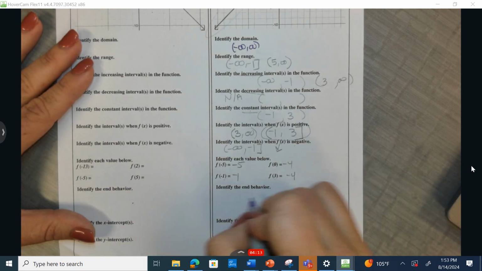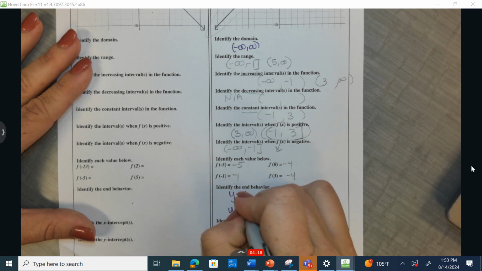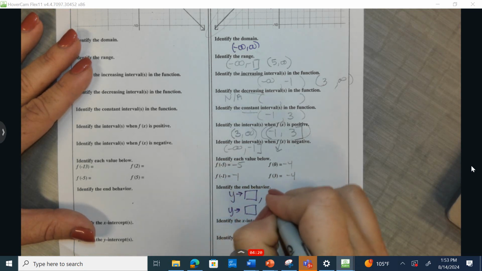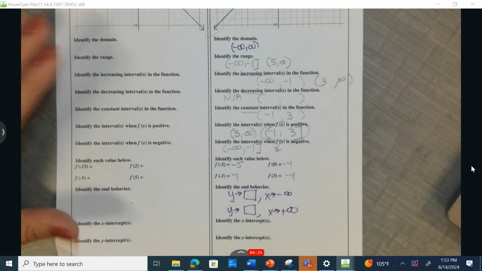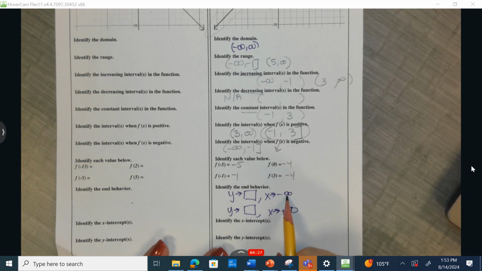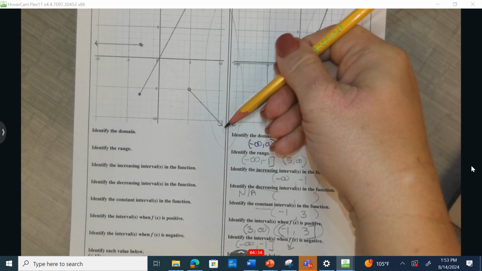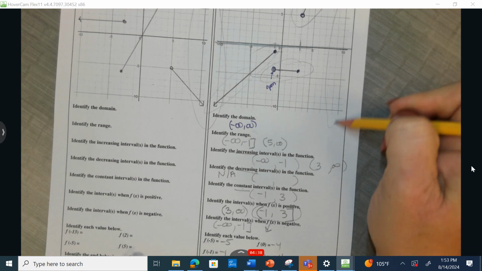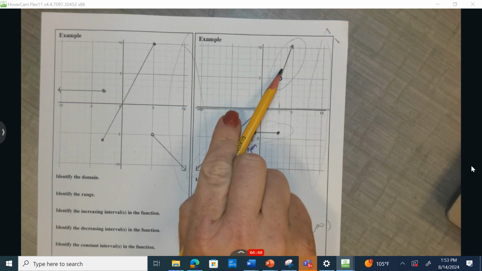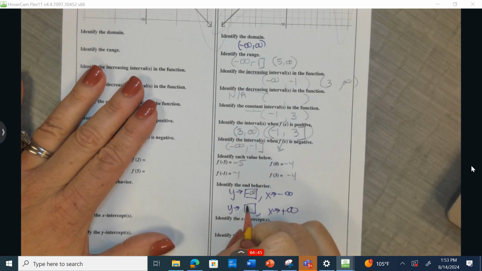All right, let me write the end behavior. As I go to the very far left part of the graph, notice how this is going to go into that oval and it's headed down. Headed down is negative infinity. Eventually this piece of the function would creep into that oval and it would be headed up, which is positive infinity.